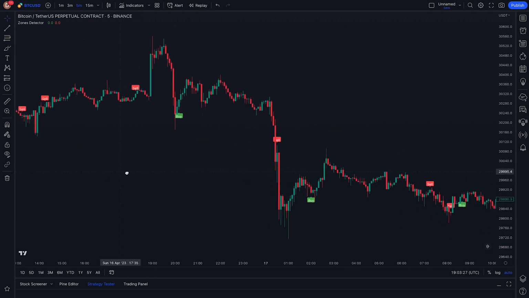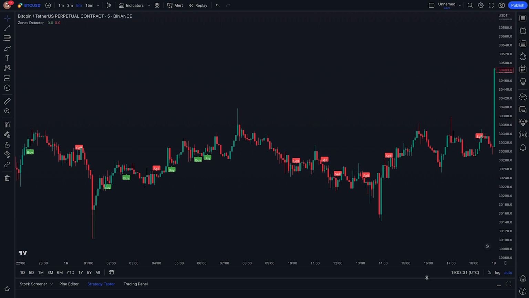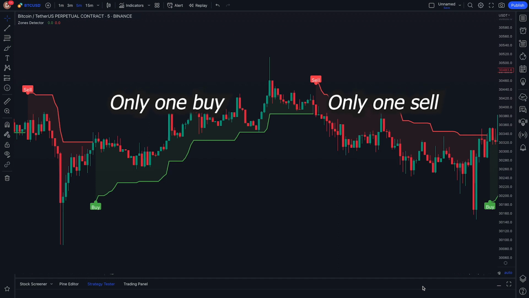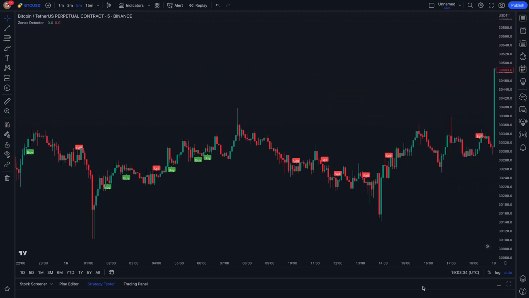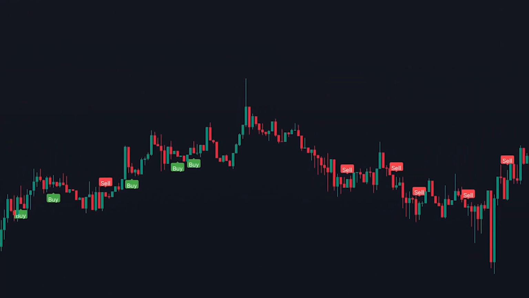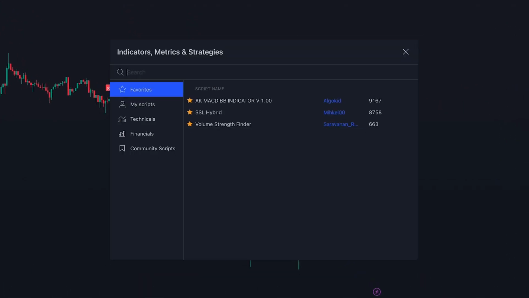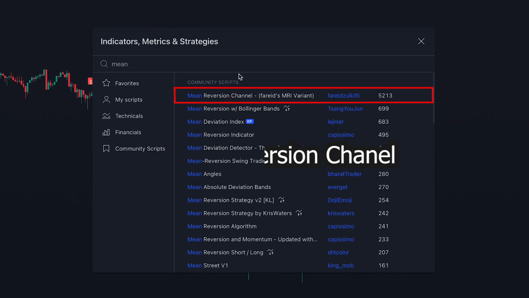The buy and sell signals generated by this indicator are very different from those of conventional indicators such as super trend or channel exit, which alternate their signals. With conventional indicators, you have to wait for a new signal to appear, which may not appear until the trend is over, but this indicator can give many buy or sell signals in succession, which can increase the number of profitable trades. The second indicator we need is called the Mean Reversion Channel by Faryad Zulkifli.